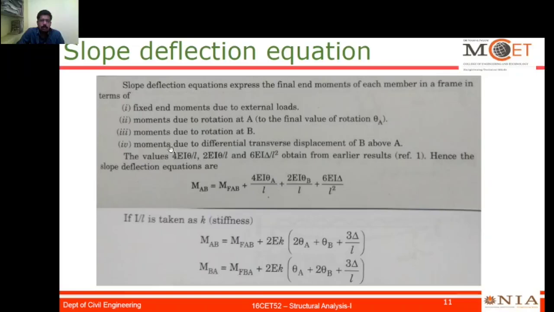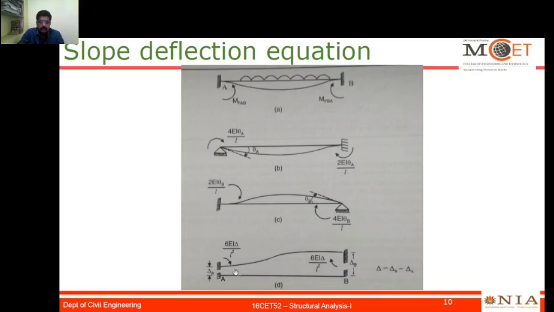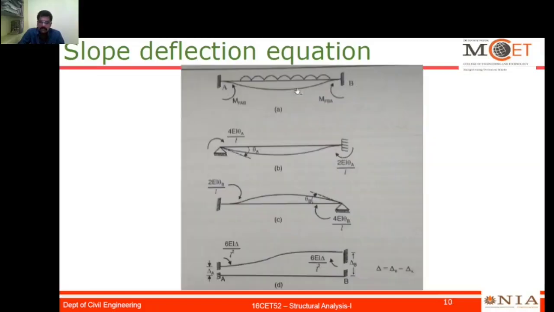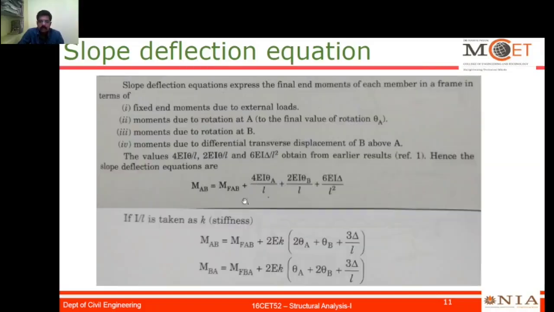Next, the moment due to differential transverse displacement of B above A. Here B is moving above A. For that we use the condition 6E delta divided by L square. This is the formula to calculate the moment due to displacement, that is sinking. In order to calculate the moment AB, that is the moment in member AB, we are going to use this condition. We add all these: MFAB plus 4E theta A by L plus 2E theta B by L plus 6E delta by L square.